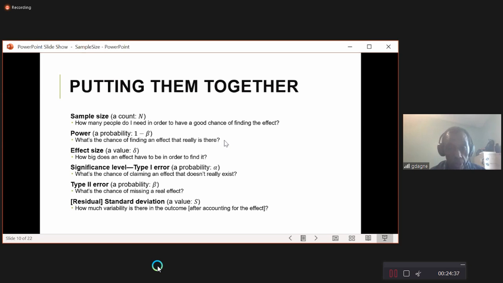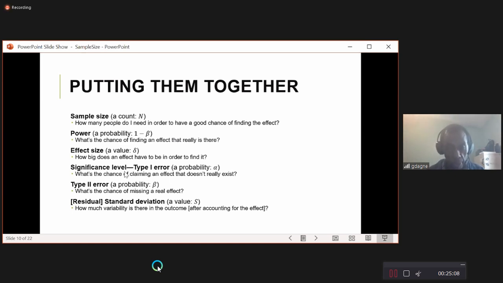Another important concept is called effect size. How big does an effect have to be in order to find it? If the effect is bigger, it is visible, so a small sample may be able to do it. If the effect is small, then to find it we need a large amount of information.